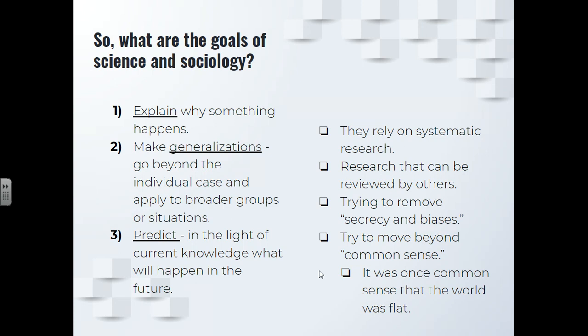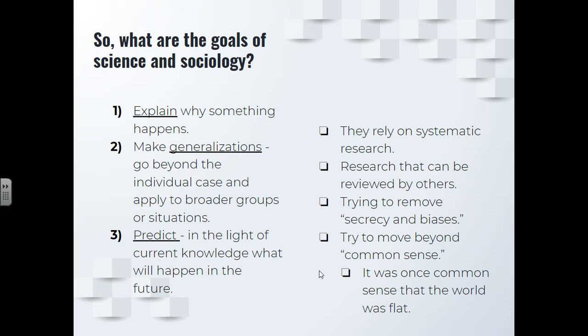Number three there is to predict, in the light of current knowledge, what will happen in the future. So if we can predict why someone like Mary would become a thief, if we can predict those types of things, think about the benefit that then has to possibly society as a whole. Because if we can predict those things, we might be able to then influence them with different things that we can apply to those situations.